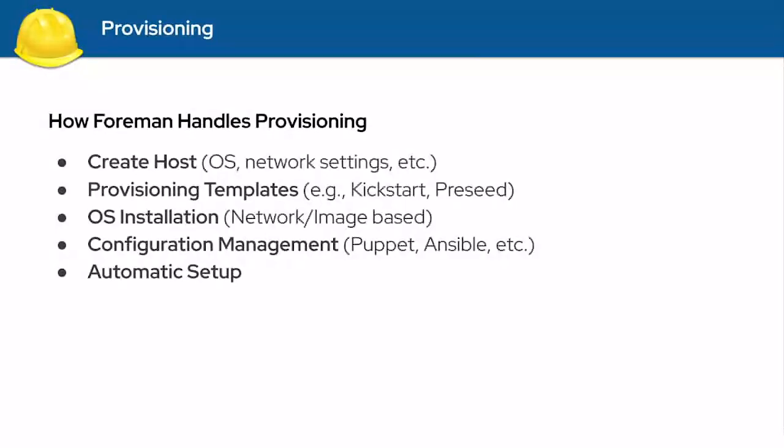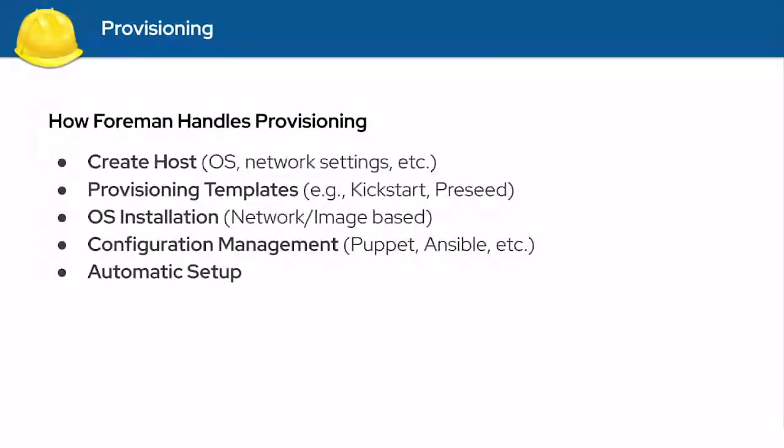Okay, so how does Foreman handle the provisioning? So first off, we need to create a host in Foreman. And we'll define all the specifications for this host. So that includes which operating system we want, some network settings, etc. Then we have the provisioning templates, which are predefined templates to automate the setup. For example, we can use the Kickstart or Preseed.